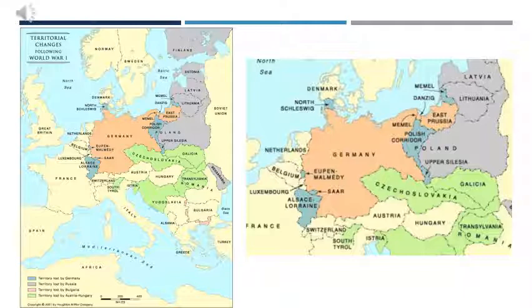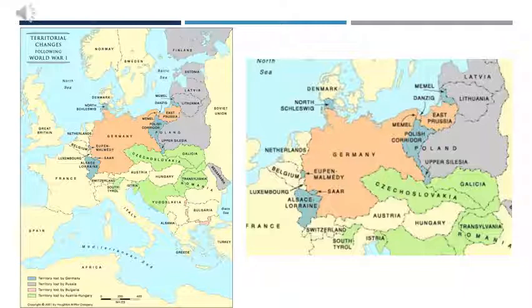Belgium was given Eupen and Malmedy, which were industrial regions for Germany, to support Belgium's reconstruction. Those sections of land are on the left of the map. They are south of Germany and in the northern part of Germany, just under the Netherlands.